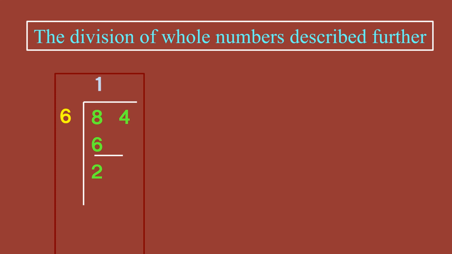Then we have to take the next digit near the remaining number. So the next digit is 4. We have to take it near the remaining number. Then it becomes 24. So for 24, how many 6s are there? Yes, there are 4 sixes. So 6 multiplied by 4 is 24 and nothing remains. So I can say 84 divided by 6 is equal to 14 and the remainder is 0.